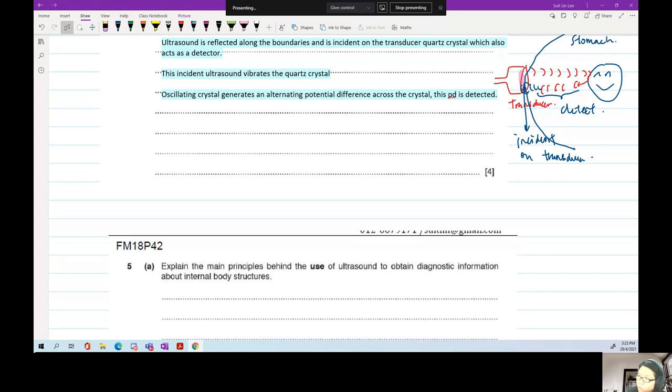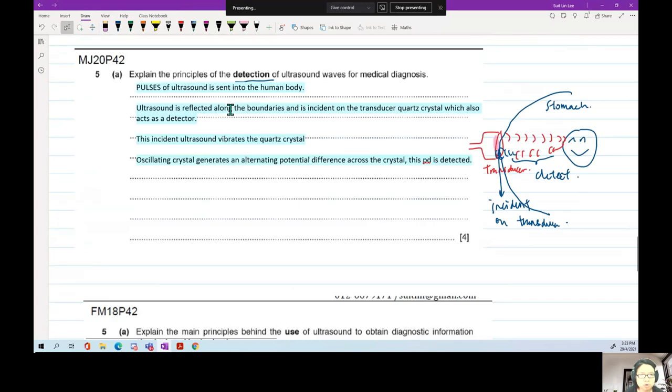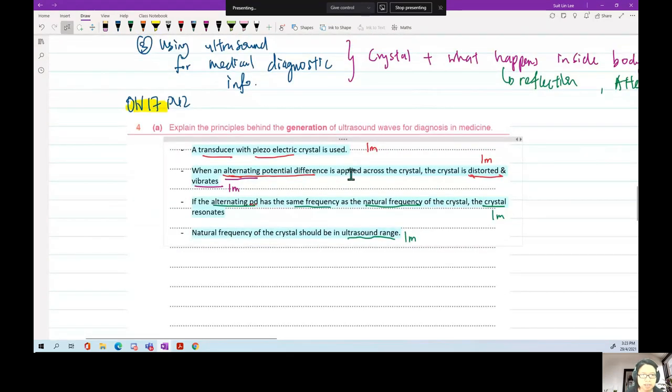Okay, so we are going to now explain the main principles of use of ultrasound to obtain. So we're just almost repeating ourselves. But just a note, right? You notice that the essays are not identical.